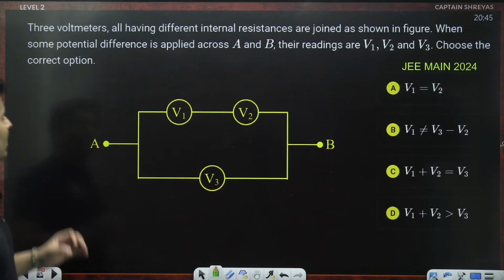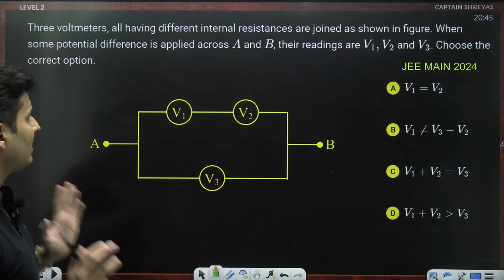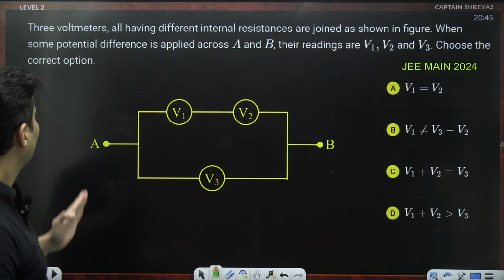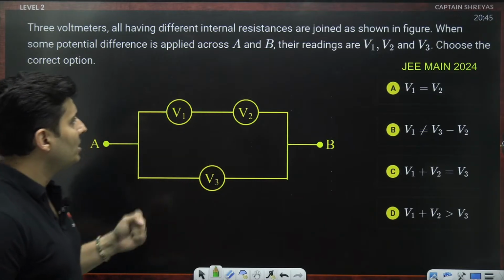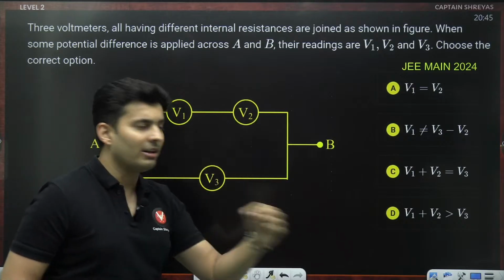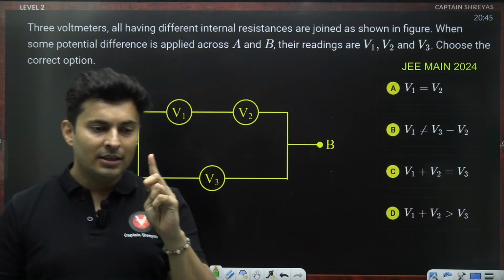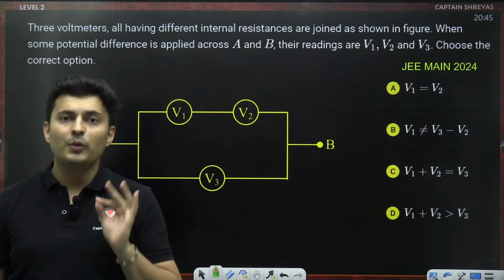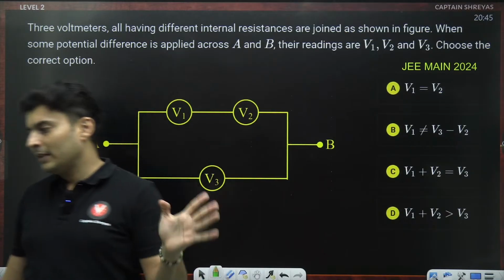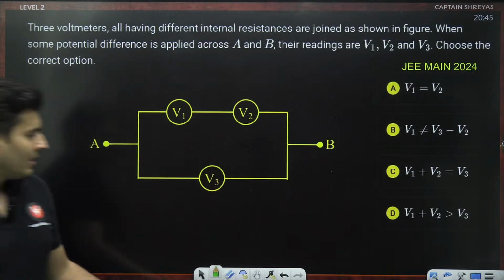Next question. 3 voltmeters are there and they are having different internal resistances and they are joined as shown in the figure. Same voltage is applied AB across this combination. What do you think is the correct relationship between them? This was just a trick question, I would say, and they are given some things just to confuse the students. Otherwise, there is nothing great about this question. I mean, there is nothing to solve also in this question, if you think.